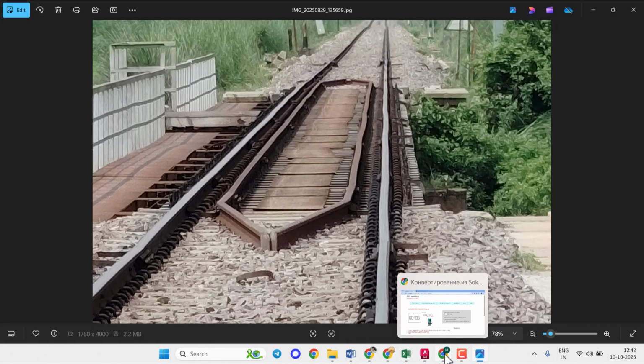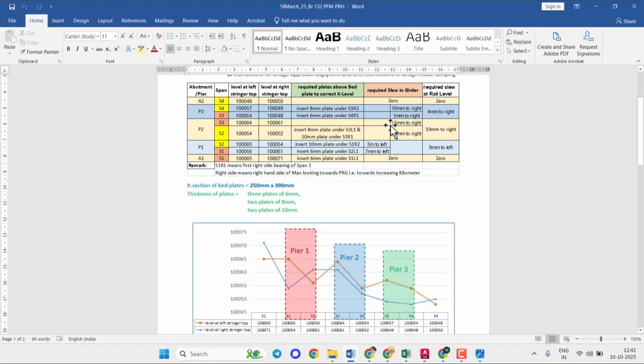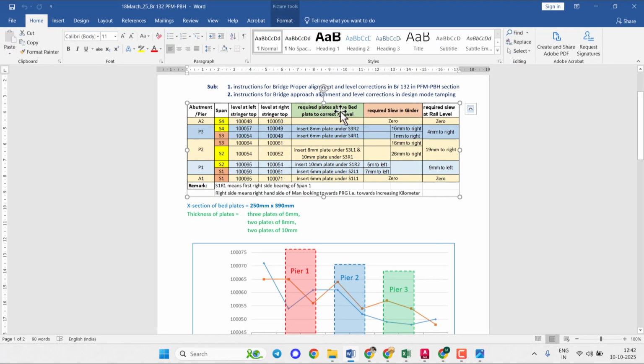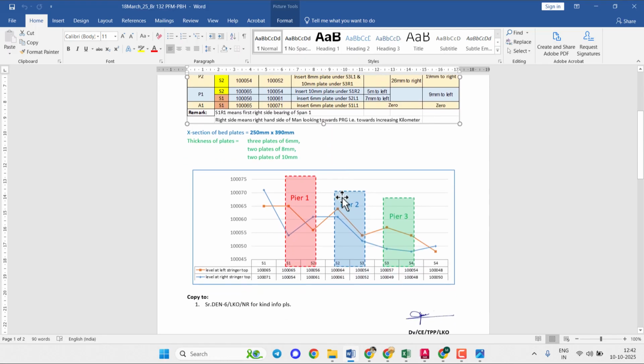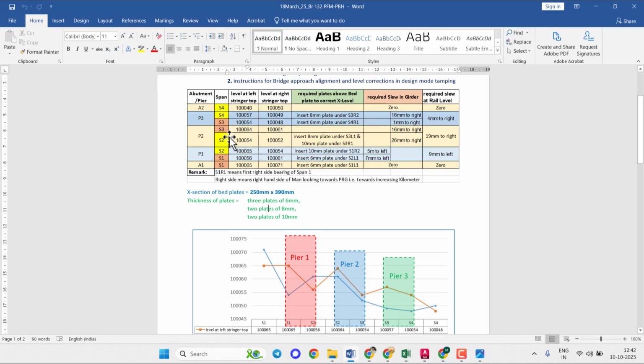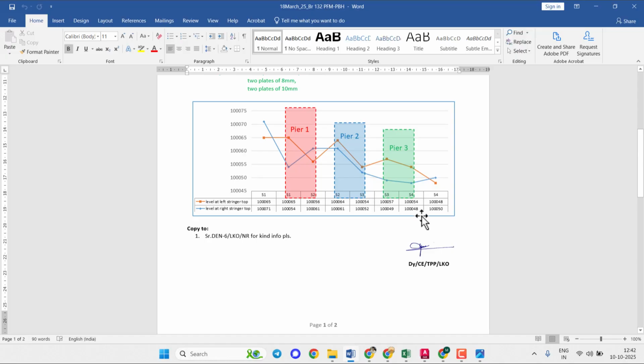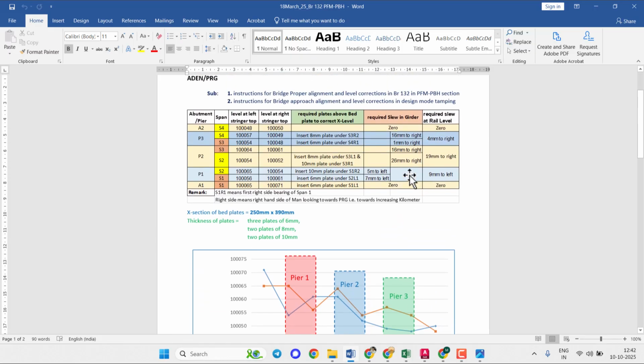As regards data, let me show you this one. They inserted the required plates above the bed plate to correct the cross level. So levels have been corrected, but the slewing was not done to perfection, especially on pier P2. So the caution was not completely relaxed. Caution was relaxed from 45 to 75, and again it needs to be slewed.